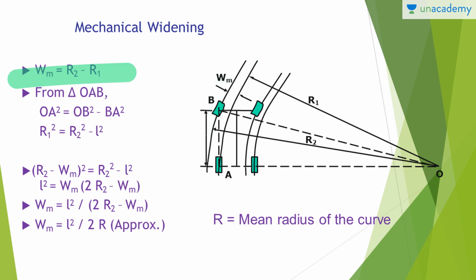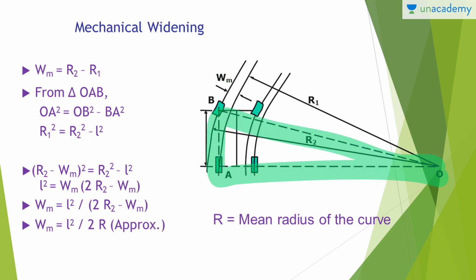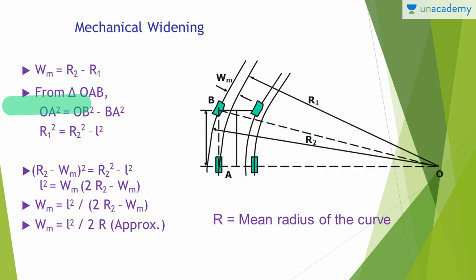Now if you take the triangle OAB, you can see that OB is the hypotenuse, so OB square is equal to OA square plus AB square. Therefore OA square is equal to OB square minus BA square. OA is actually R1, the inner curve, and OB is actually the outer curve, that is R2, and BA is actually the length of the vehicle. So R1 square is equal to R2 square minus L square.